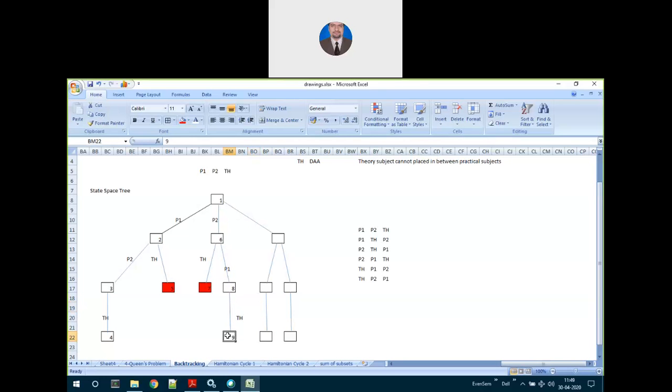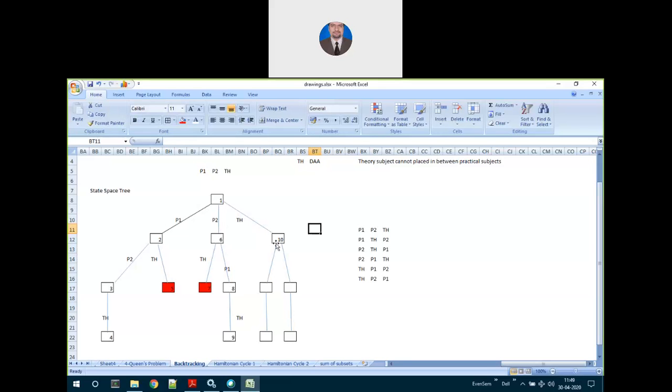Then after 9, what should I do? Again, I should come back to 8, from 8 back to 6, and from 6 back to 1. So two possibilities from node 1 I have tried out. Then what is the other possibility from node 1? I can have one more node down to node 1 as node 10, and between 1 and 10 I can assign the subject TH. That is, the first class in the timetable is TH.